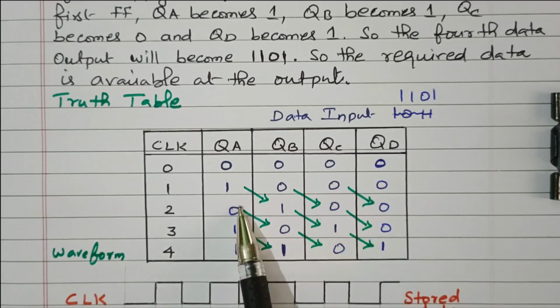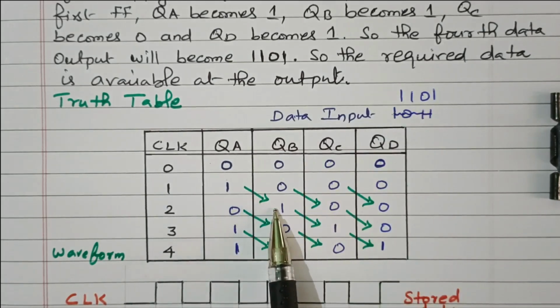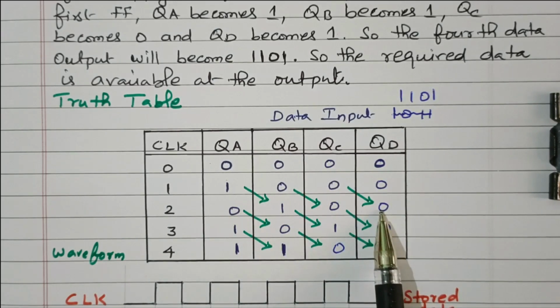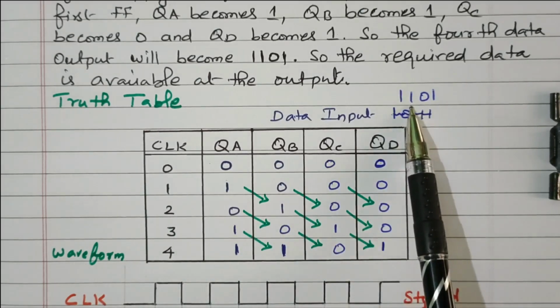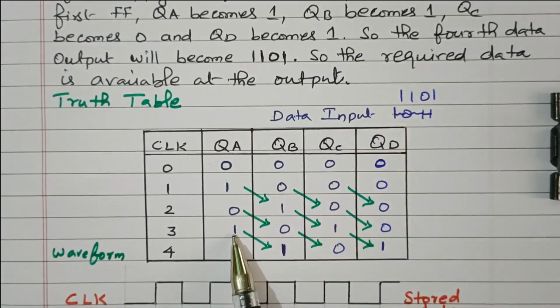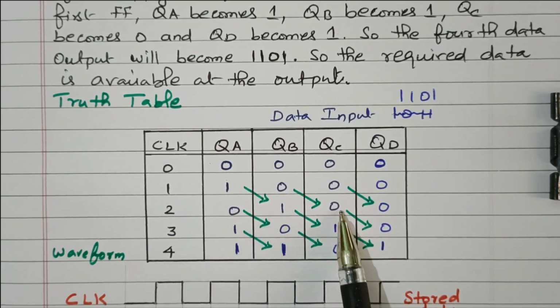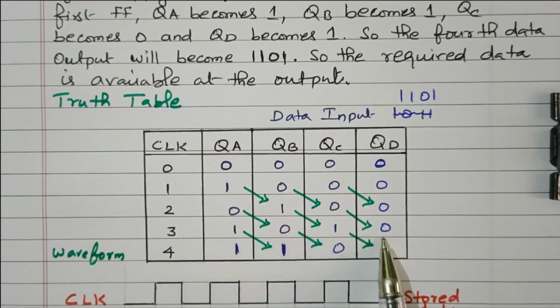In the second step the 0 is applied. The 1 moves to the next flip-flop, so now it becomes 0, 1, 0, 0. In the third step we apply the third digit, 1. So QA becomes 1. The previously available QA value is transferred to the next flip-flop, and the others move on as well. So it becomes 1, 0, 1, 0.